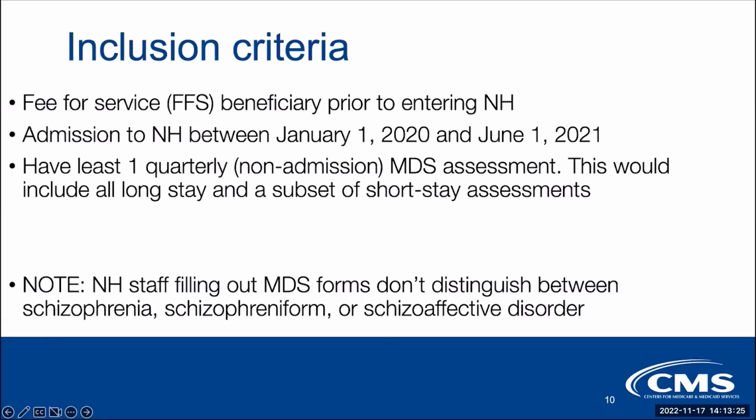They weren't distinguished between. So a note, the nursing home staff filling out MDS forms don't distinguish between schizophrenia, schizophreniform, or schizoaffective disorder, and they seem to all be used similarly when counting beneficiaries in the numerator of those who are prescribed antipsychotics, or in the case of the people who were given a positive indication for schizophrenia or any of these terms, not counted in the numerator, but counted in the denominator.